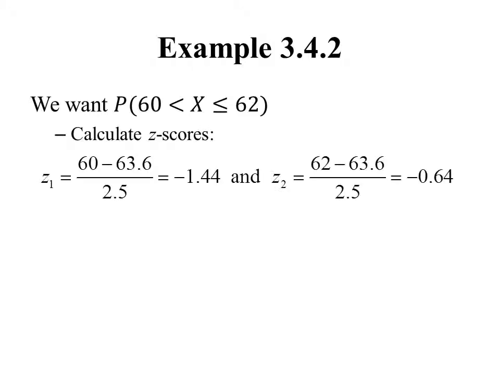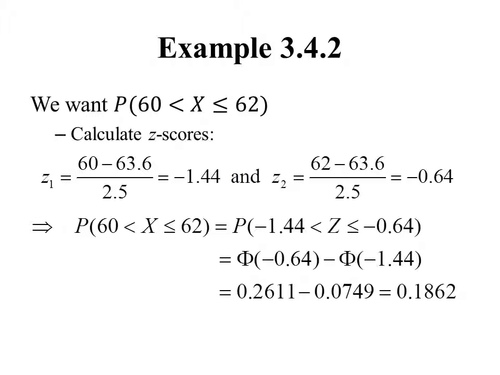So what we're going to do is convert both of these numbers, 60 and 62, over to z-scores by subtracting the mean from each one and dividing by 2.5, the standard deviation. That gives us z-scores of negative 1.44 and negative 0.64. So the probability that we want is equal to the probability that Z is between negative 1.44 and negative 0.64, which, by using arguments from the previous example, is equal to this. Then we look up those values from table C1 and we get our final probability, 0.8162.